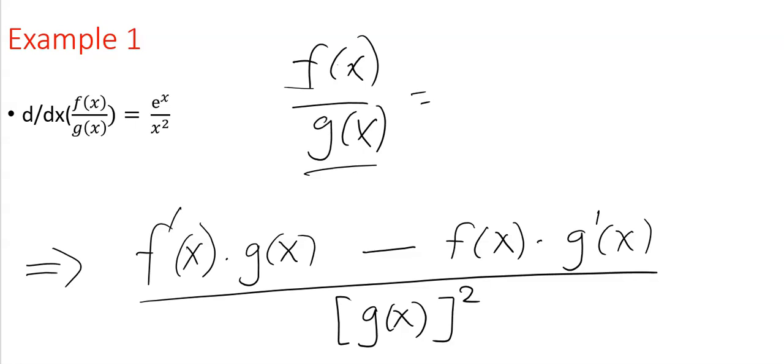Okay? So let me repeat this one more time. You take the derivative of the first function, keep the second function the same, then subtract that from, this time keep the first function constant, and then multiply that with the derivative of the second function. And you divide all of that by the square of the function in the denominator.